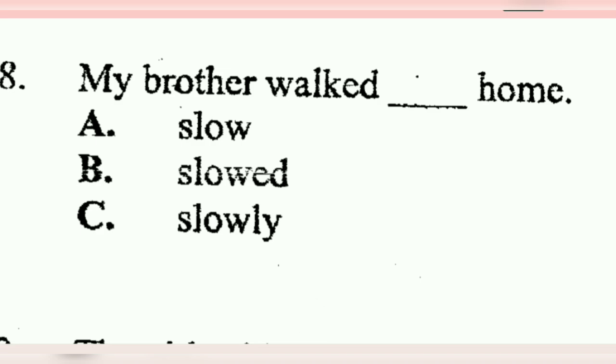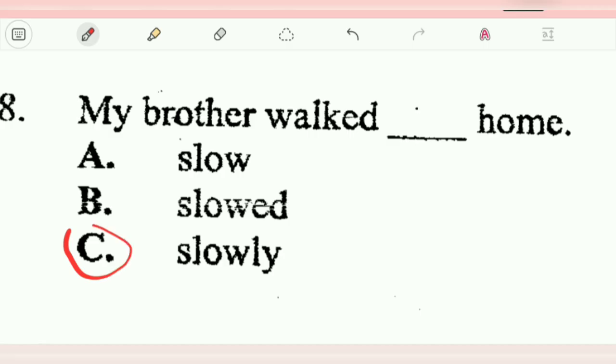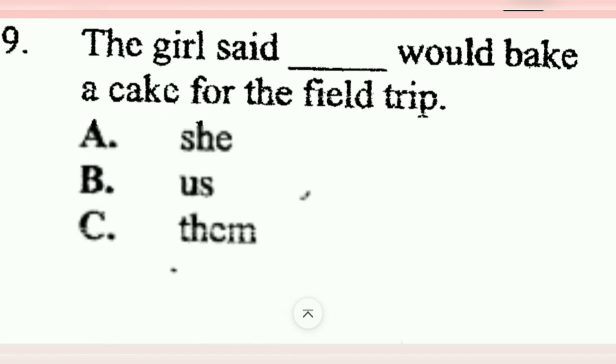Next, my brother walked home. Is it that my brother walked slow home? B says he walked slowed home, and C says he walked slowly home. C, it's telling you how he walked home. This is an adverb here, so he walked slowly. How did he walk? Slowly.